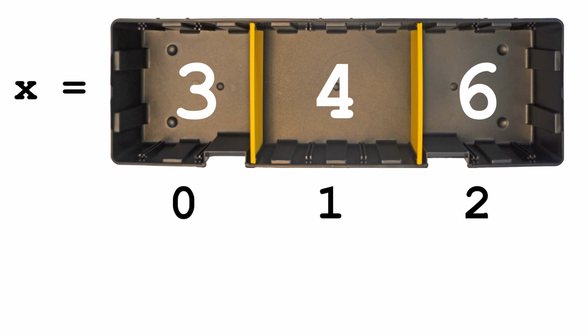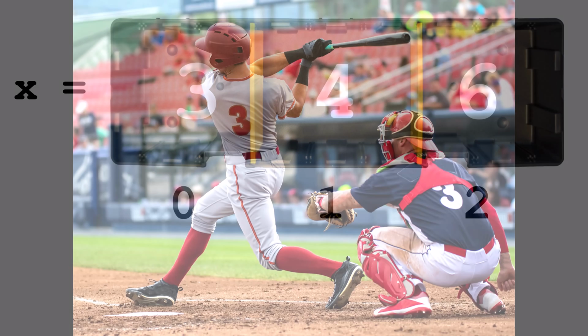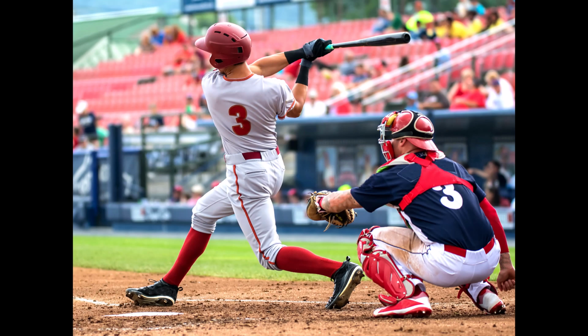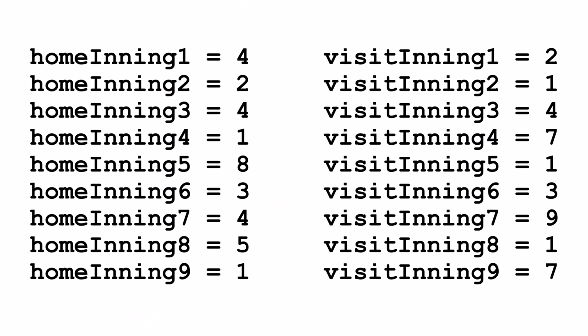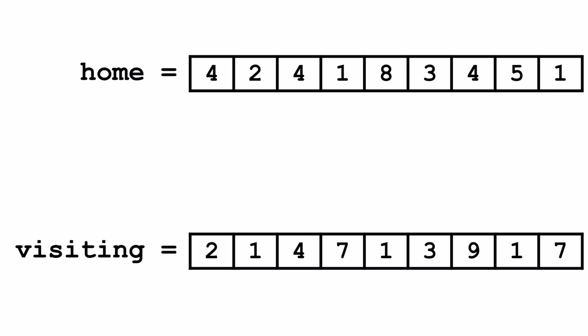Let's think of a time when using an array would be more efficient. Suppose we wanted to write a program that tracked how many runs each team scored in a baseball game. For a standard length game of 9 innings, we'd have 9 variables for the home team and 9 for the visitor. This is doable, but it's a lot of variables to keep track of. If we used arrays, we could have one array for the home team, with one index for each inning, and another array for the visiting team. It's a lot more efficient to program and debug.